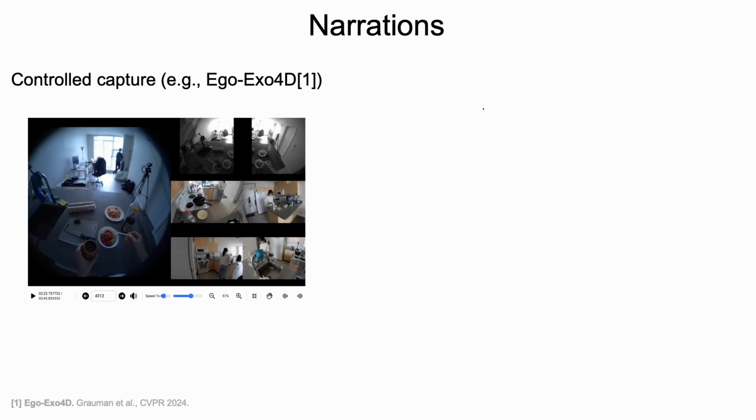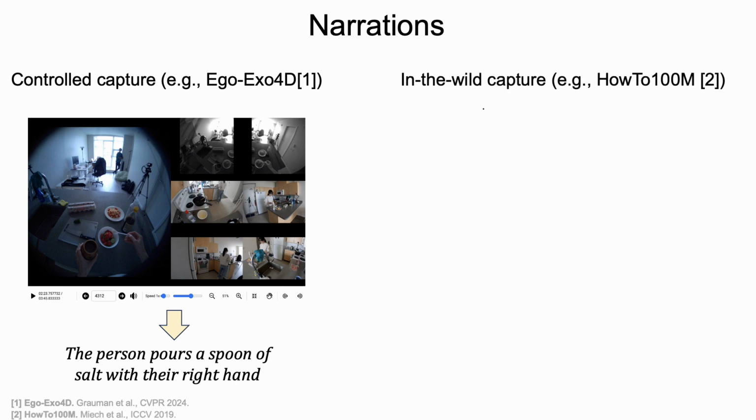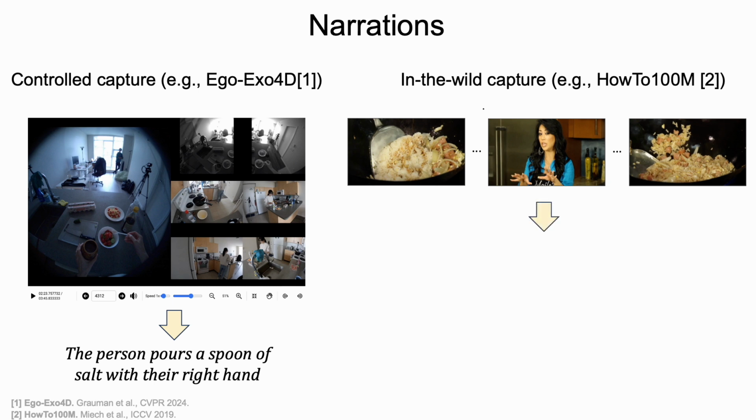Before diving into the details of the idea, let's first see how these view-agnostic narrations are produced. For a controlled multi-view capture setting, a human annotator is asked to watch all views of the video and note down a detailed caption of the activity. For an in-the-wild capture, narrations are usually the demonstrator's speech transcribed to text.